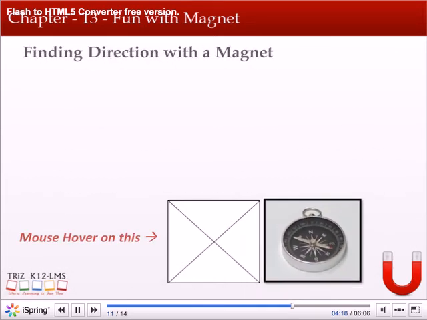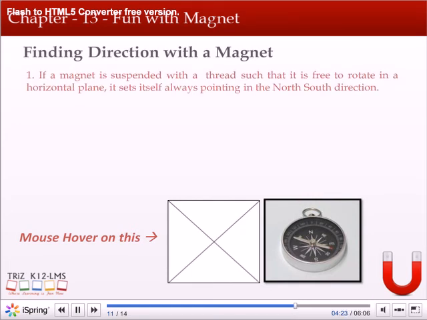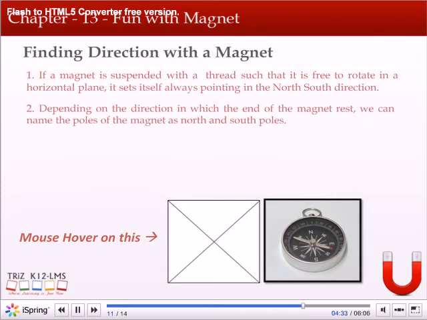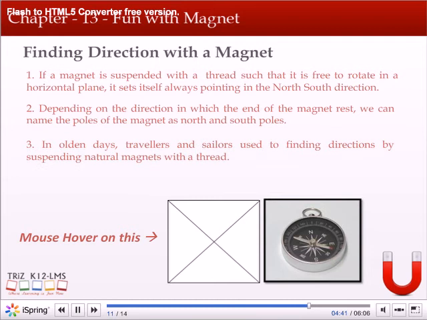Finding directions with a magnet. If a magnet is suspended with a thread such that it is free to rotate in a horizontal plane, it sets itself always pointing in the north-south direction. Depending on the direction in which the end of the magnet rests, we can name the poles of the magnet as north and south poles. In older days, travelers and sailors used to find directions by suspending natural magnets with a thread.